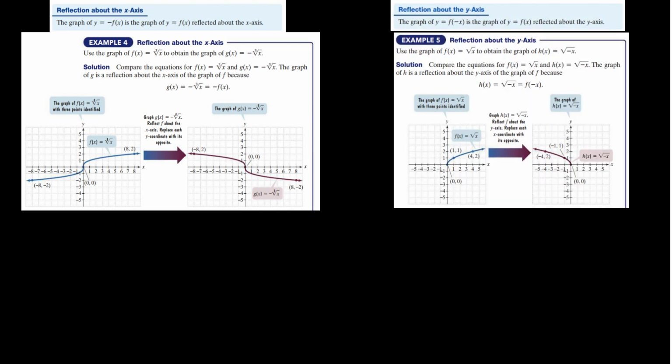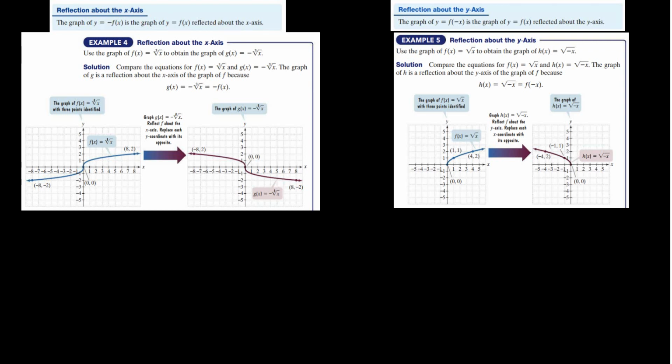Okay. So starting, and we're just going to look at these two definitions first before we look at the examples. So starting with reflection of the x-axis, we know that if the graph of y is equal to negative f of x, it is the graph of y equal to f of x reflected about the x-axis. Okay, so similar to the vertical shift, right? Remember, vertical shift, we added or subtracted to the parent function. For this, if it is a negative of the parent function, we reflect about the x-axis.